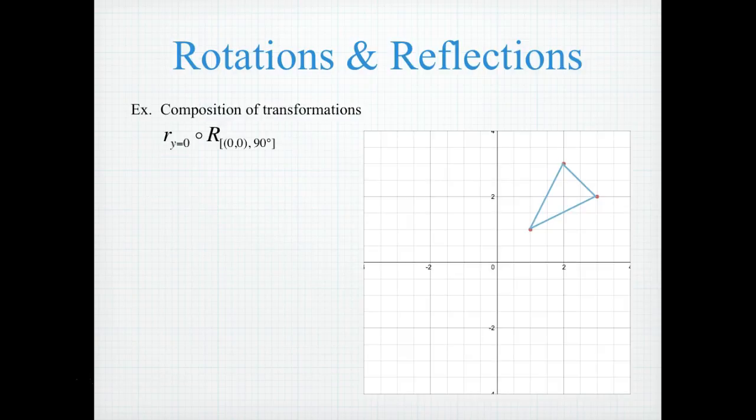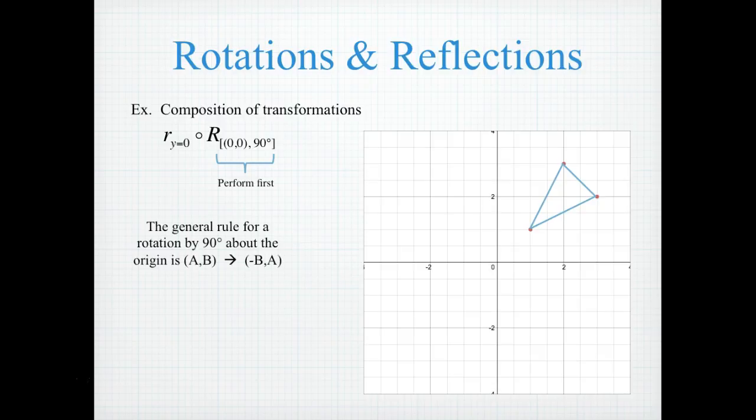Lastly, we're going to conduct a composition of transformations. A composition of transformations means we're going to conduct more than one transformation on a single object. For our example here, we're going to reflect across the y-axis a rotation of 90 degrees about the origin of my pre-image. Now, the order in which we conduct these transformations is important. What I have to do first is rotate, and then reflect the rotation. So the rotation is what we have to perform first so that we can then reflect the rotation.